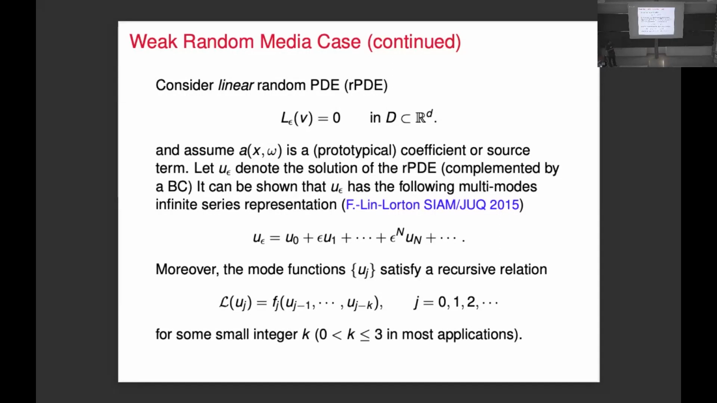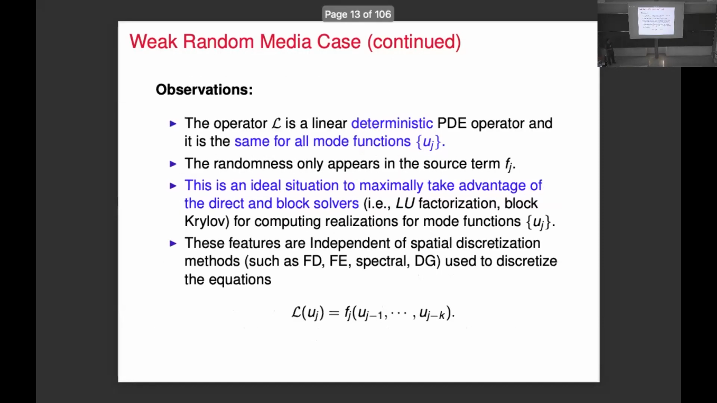Interestingly, you plug this in, then you compare the powers of epsilon. You can see that each mode function, u_j, satisfies a linear equation, and it's a recursive relationship. So the equation is recursive, one solved based on the others. And on the right-hand side, the current mode u_j depends on the previous modes, only very few, 2 or 3 in practice. You will see the little examples.